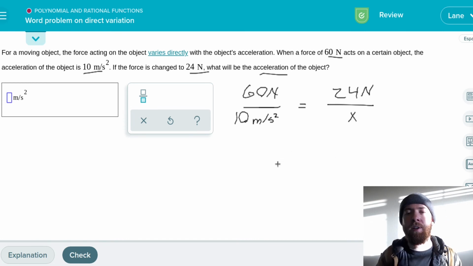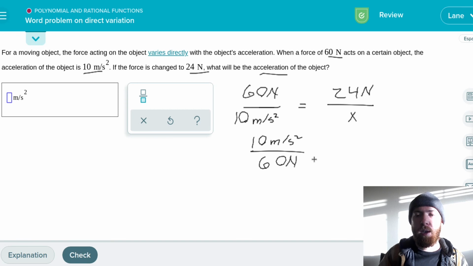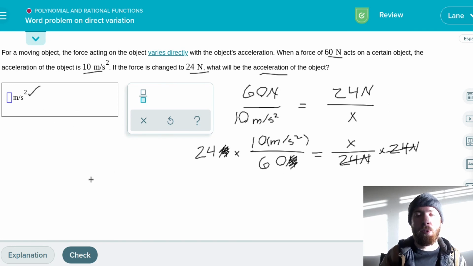All right, again, let's start by flipping over both sides. So on the left-hand side, we should write 10 meters per second squared over 60 newtons. And on the right-hand side, we're going to write x over 24 newtons. Now, to get the x by itself, to get rid of this 24 newtons, we can multiply both sides by 24 newtons, because then these are going to cancel out. And on the left-hand side, our units of newtons are going to cancel out. And so our final answer is going to be in units of meters per second squared. And that's good, right? That's what they want.